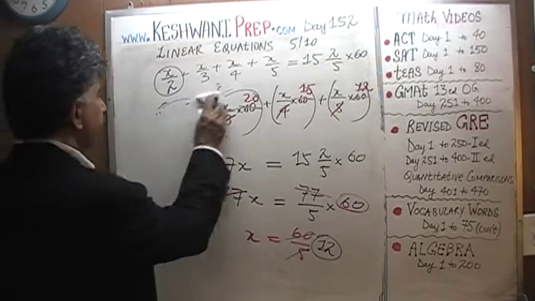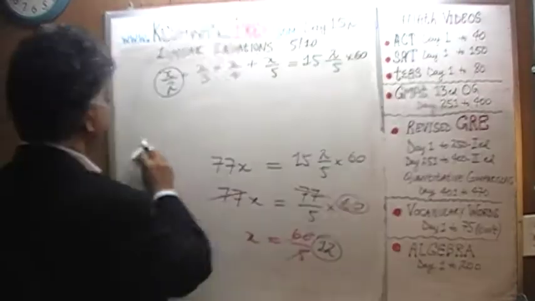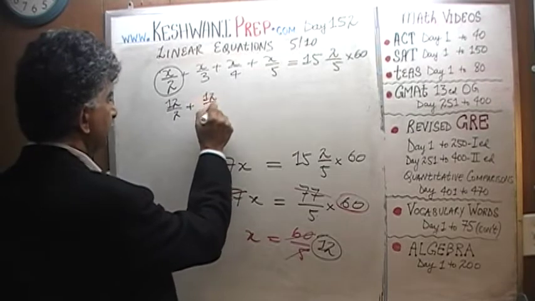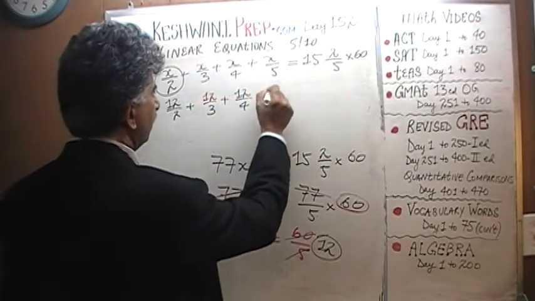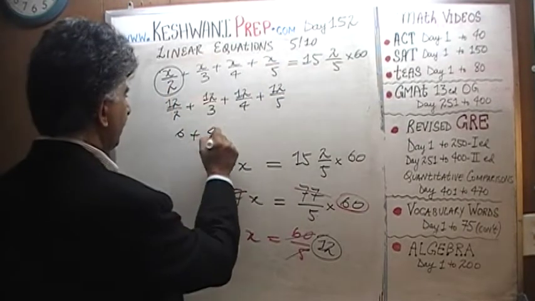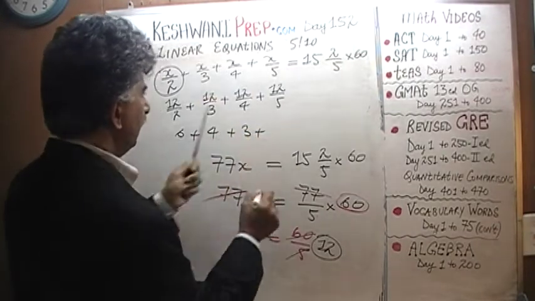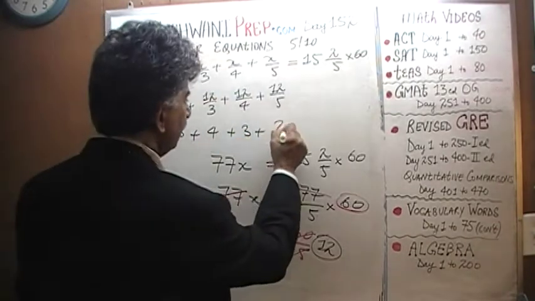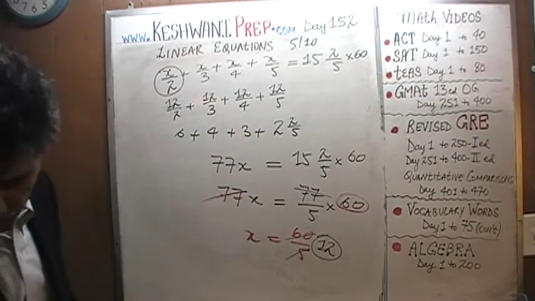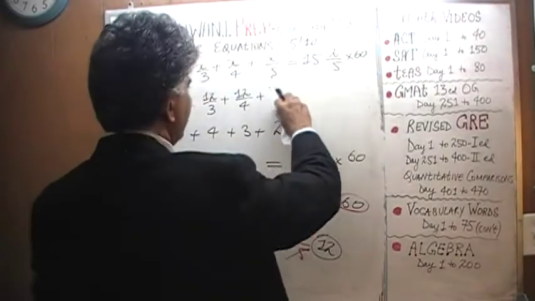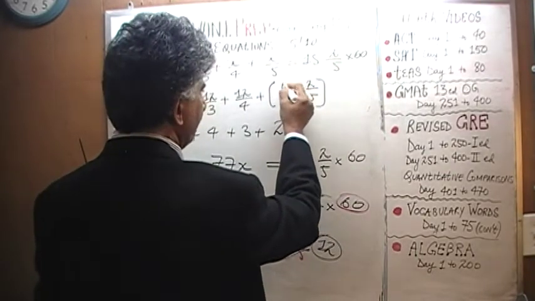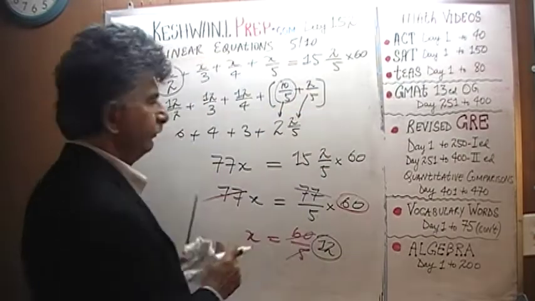So let's do the verification right here. x we're claiming is 12, so it's 12 over 2 plus 12 over 3 plus 12 over 4 plus 12 over 5. 12 over 2 is 6, 12 over 3 is 4, 12 over 4 is 3, and 12 over 5 is going to be 2 and 2/5, because 12 over 5 is the same as 10/5 plus 2/5, and 10/5 is 2.